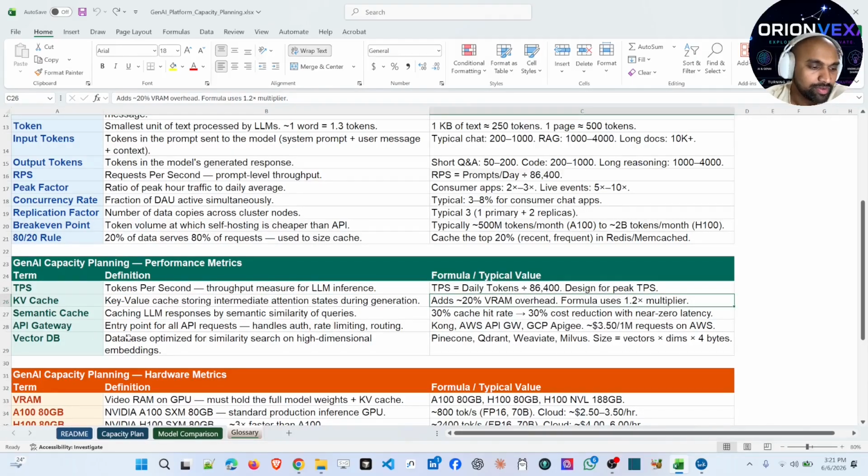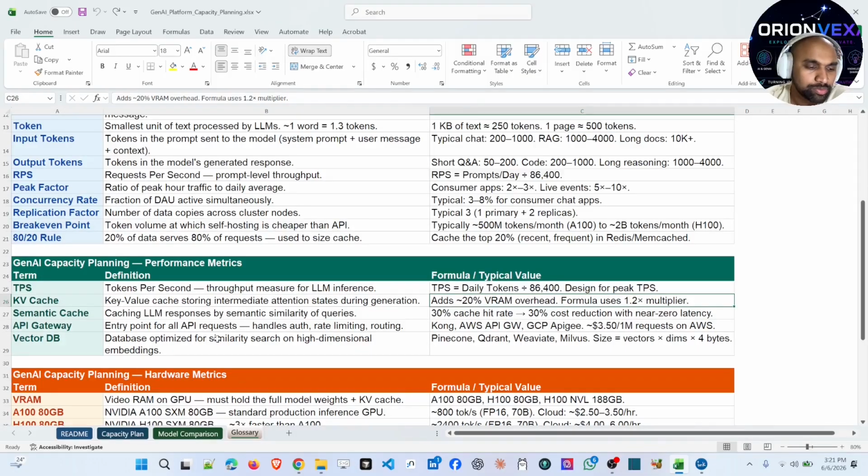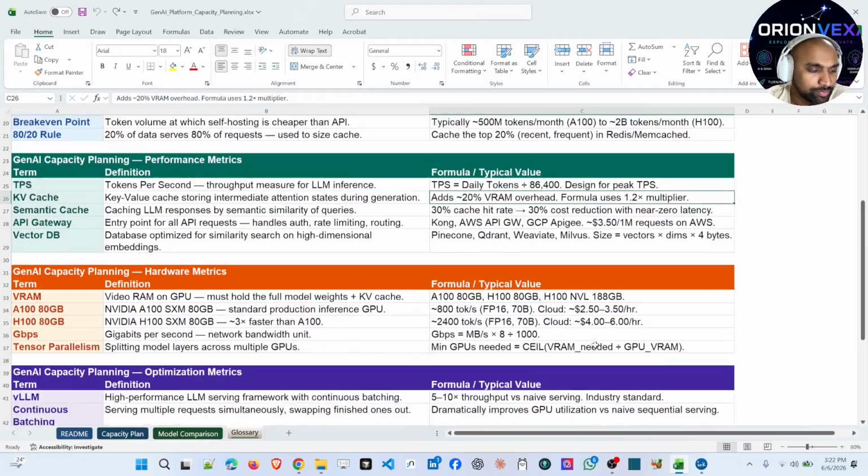API gateway, the entry point for all the API requests. It handles the authentication, rate limiting, and routing. We can use Kong or AWS API Gateway. Vector databases are databases optimized for similarity search on high dimensional embeddings. So we can use Pinecone, Qdrant, Weaviate, Milvus, etc. Our size calculation is vectors times dimensions times 4 bytes. That is how we calculate the size of the vector DB we need.